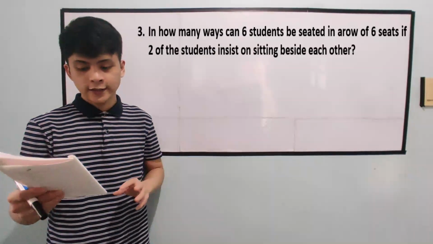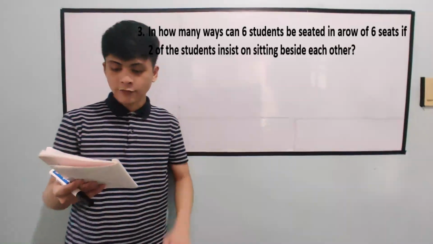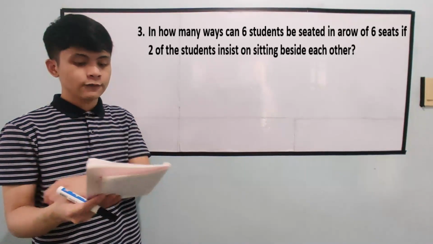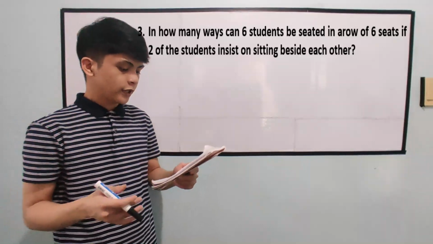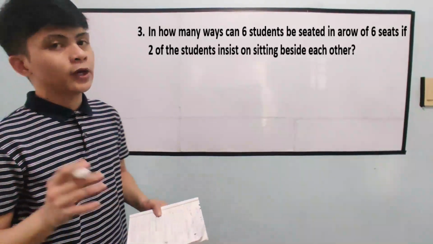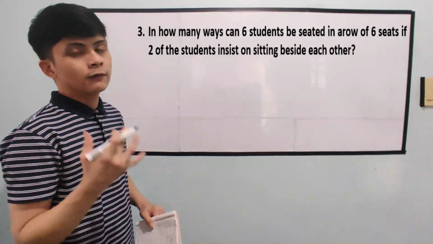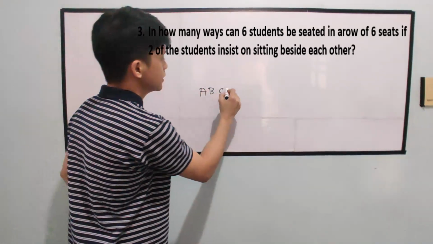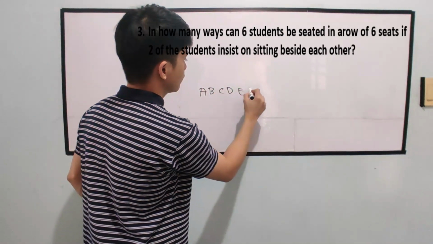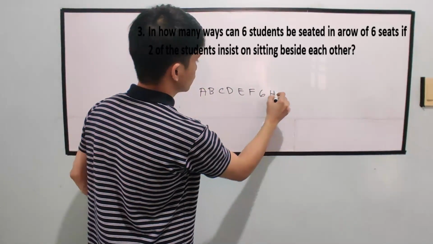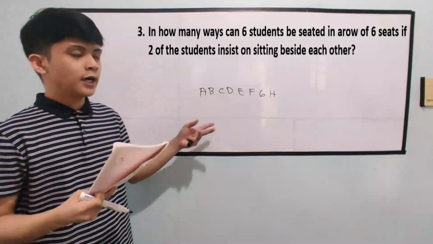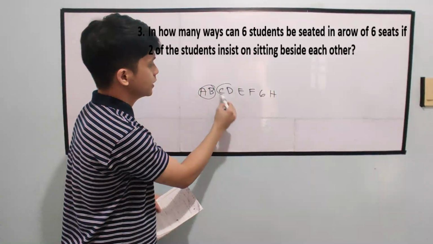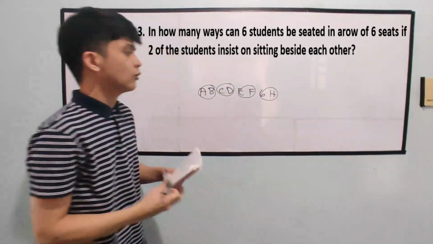Then, for example, number 2 natin, 4 couples want to have their pictures taken. In how many ways can they arrange themselves in a row if couples must stay together? Now, meron tayo dito ang 4 na couples. Ibig sabihin, meron tayong 8 people, okay? 4 pairs ng mga tao. So, let's say, yung mga couple natin is si A, B, C, D, EF, GH. So, ito yung mga people natin. Then, let's say yung mga couple natin is AB, CD, EF, and GH. So, ito yung mga couple natin.